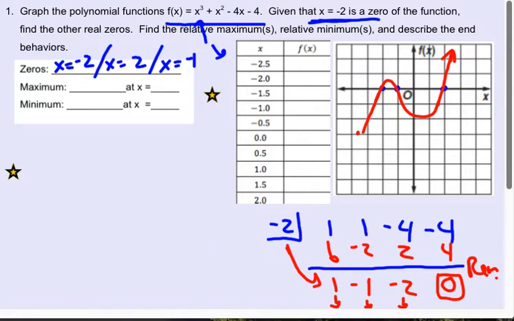You can estimate your maximums and minimums. Here we're going to have a relative max right here. We're going to have a relative min right here. But I'm going to use the graphing calculator to figure out these points a little bit more precisely. And I'm going to show you how to do that right now.